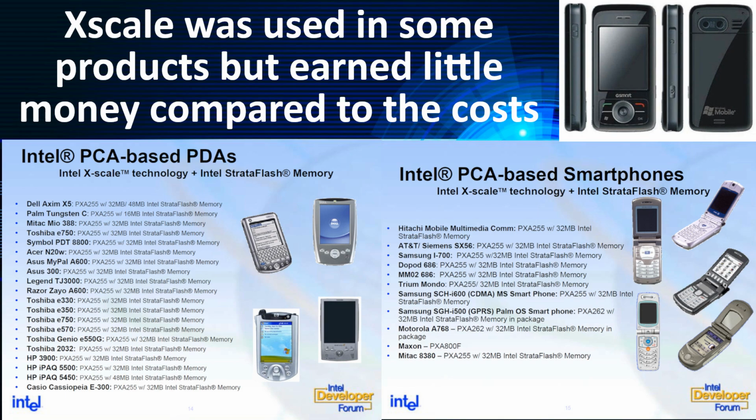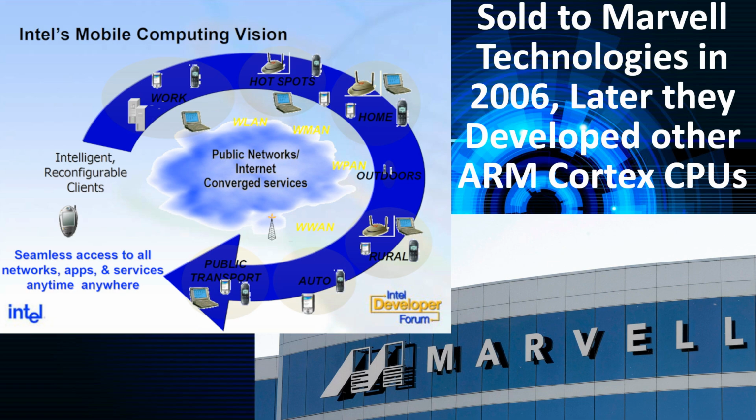Apple also had the idea to power the first iPhone with Intel Xscale, but didn't buy it for the same reason. Intel put a lot of money into features for Xscale, but earned little money by selling them. It was an unsustainable business. Intel sold the PXA family of chips to Marvell Technology Group in June 2006. Then Marvell extended these CPUs, including other microarchitectures like ARM Cortex.